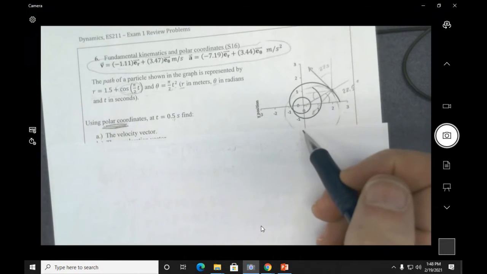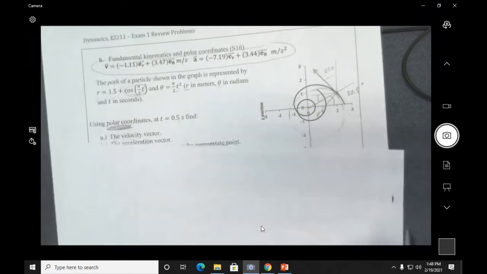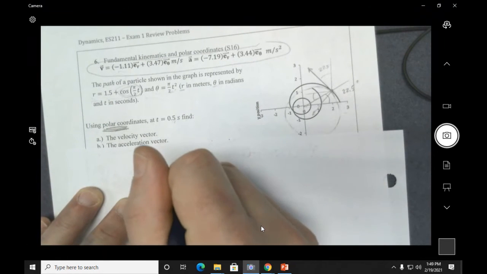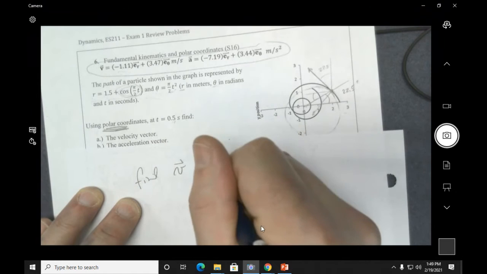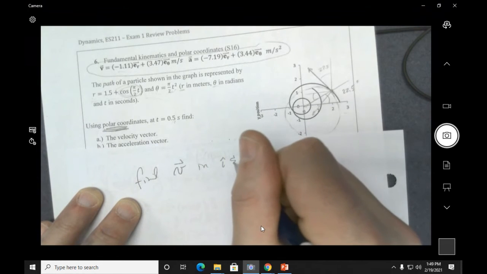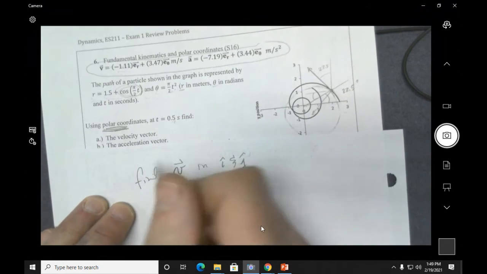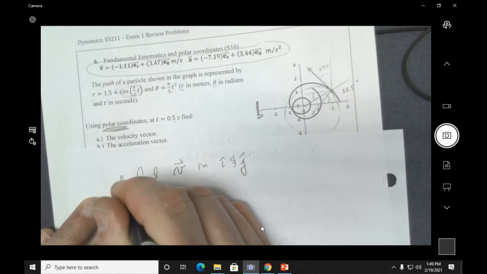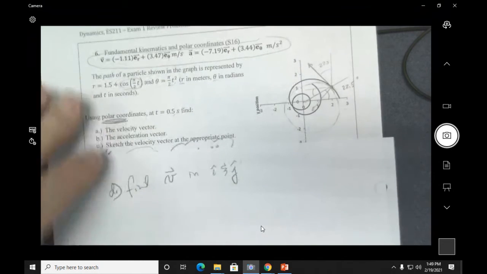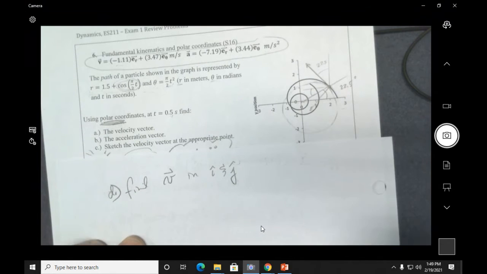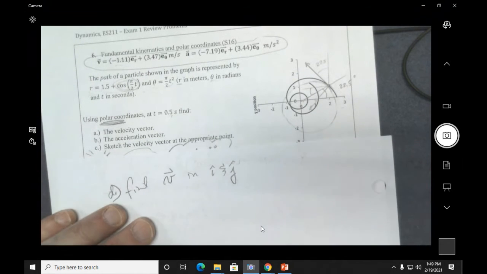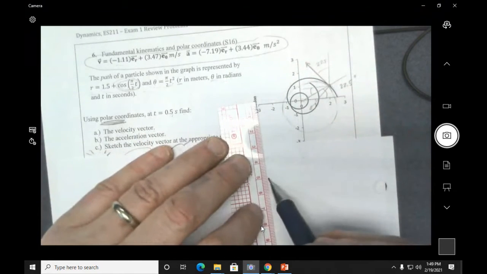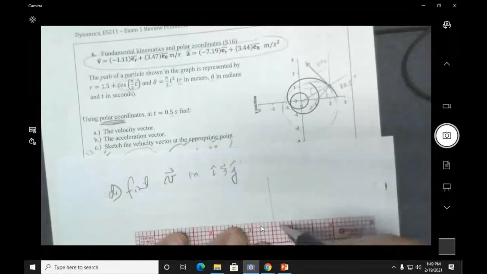All right, so the very first thing we want to do: let's just say find V in I and J. That's going to be part D of this. I'll try to make this as neat as possible and sketch these out right here.